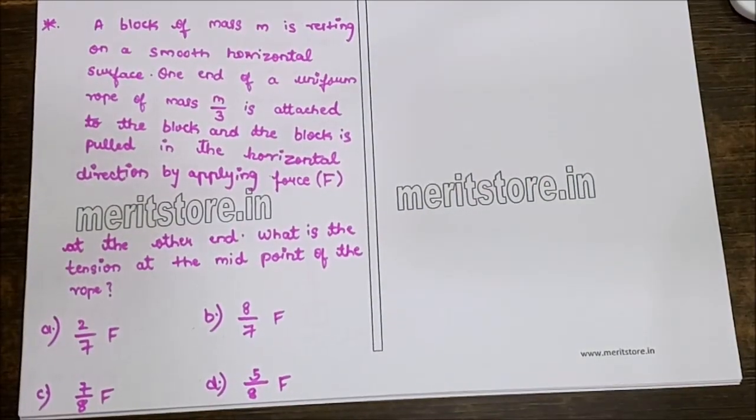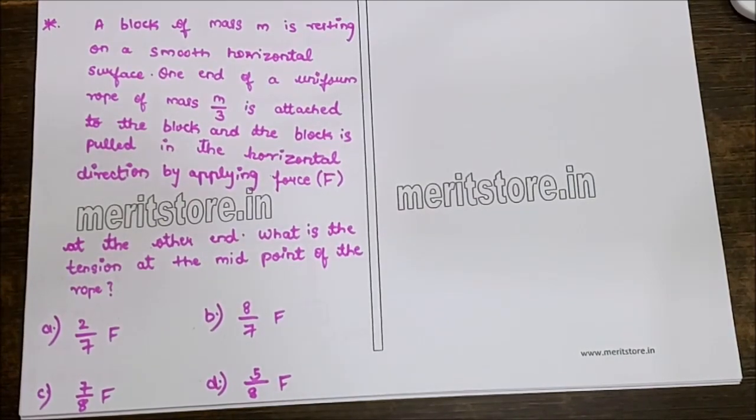A block of mass m is resting on a smooth horizontal surface. One end of a uniform rope of mass m by 3 is attached to the block and the block is pulled in the horizontal direction by applying a force F at the other end. What is the tension at the midpoint of the rope? The options are 2 by 7F, 8 by 7F, 7 by 8F and 5 by 8F.